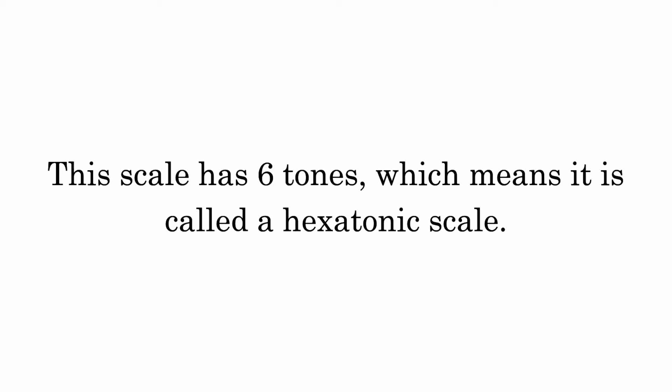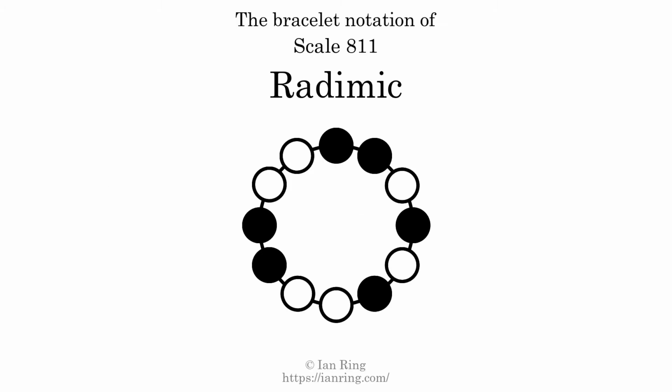This scale has 6 tones, which means it is called a hexatonic scale. This is a bracelet notation diagram of scale 811. The shaded circles represent tones that appear in the scale, and they are read clockwise, starting at the top.